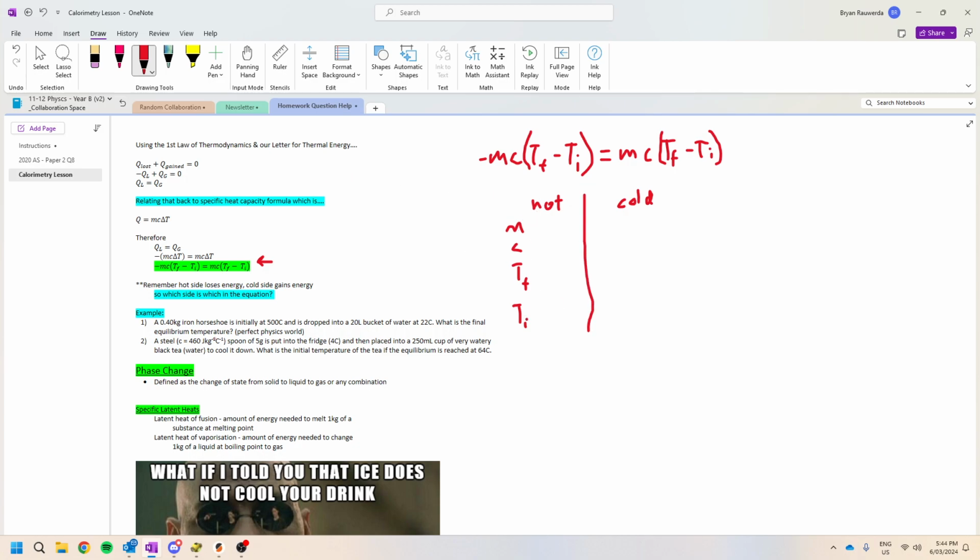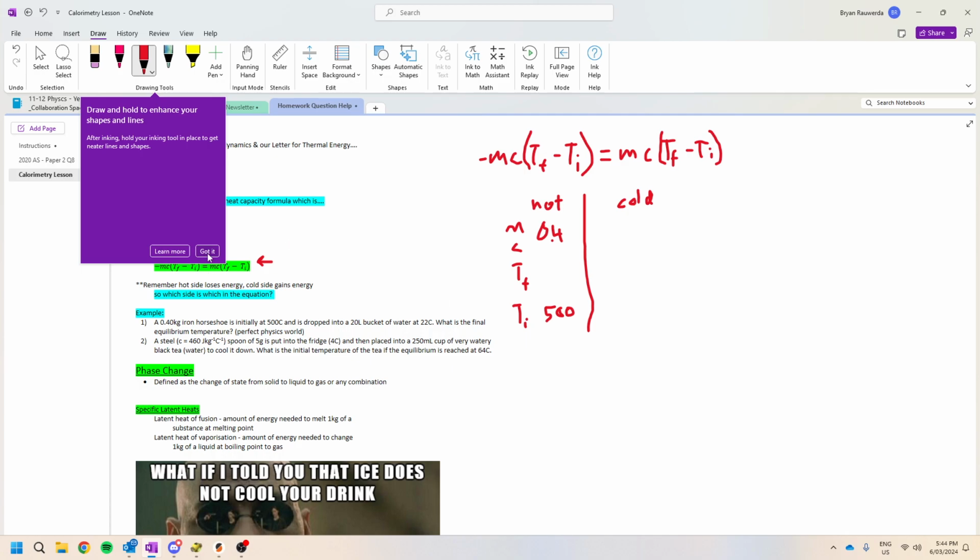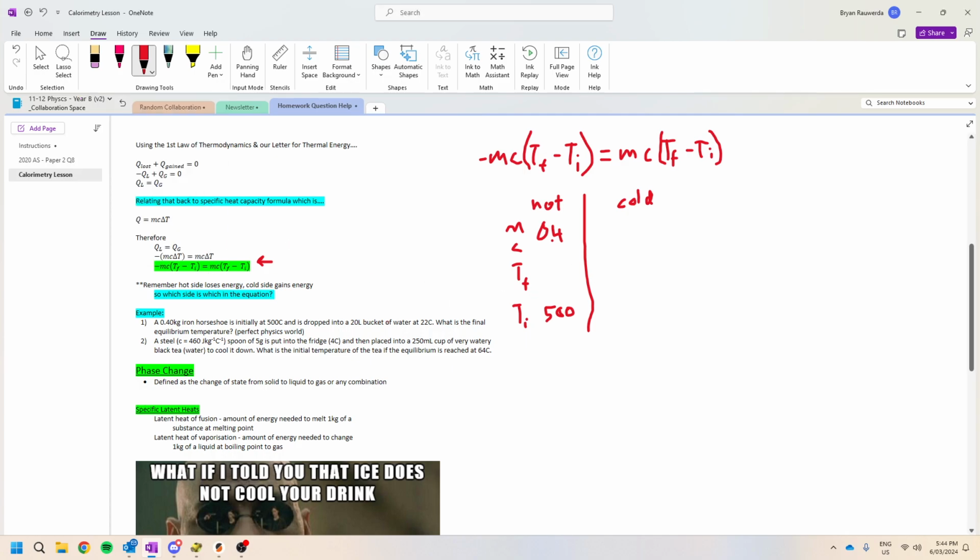So on the hot side, our m value, the mass, is basically, it's an iron horseshoe, 0.4 kilos, so it's 0.4. It's initially at 500 degrees Celsius, so that's our initial T, 500 degrees. On the other side here, basically we've got a 20 liter bucket of water. 20 liters is 20 kilos, so 20 kilograms. We'll get to our c's and everything shortly. Tf we don't know, but we know 22 is our Ti, so that's 22.